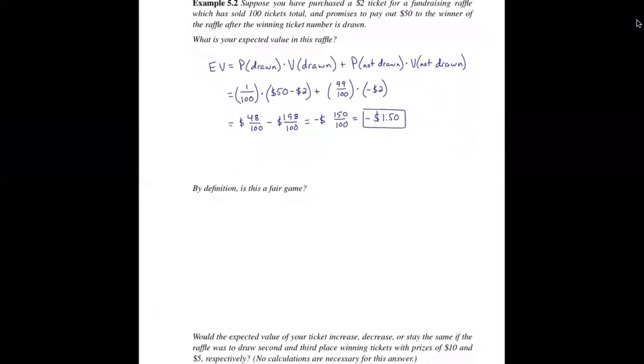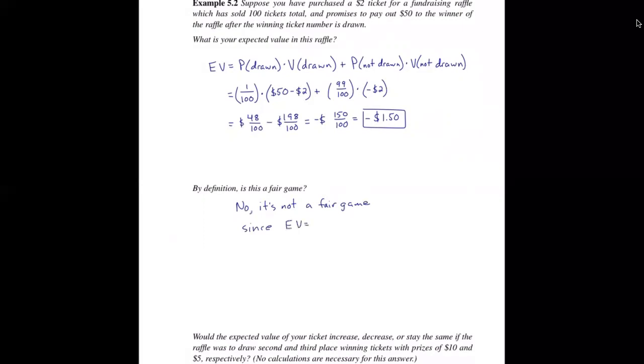Okay, so by definition, is this a fair game? That's our next question. This is not a fair game. The reason it's not a fair game has nothing to do with how we feel about it. It's not a fair game because the expected value is not 0. So we could say that like this: since the expected value is equal to negative $1.50, which is not $0. Okay, that's it. The definition of a fair game is one with expected value 0.